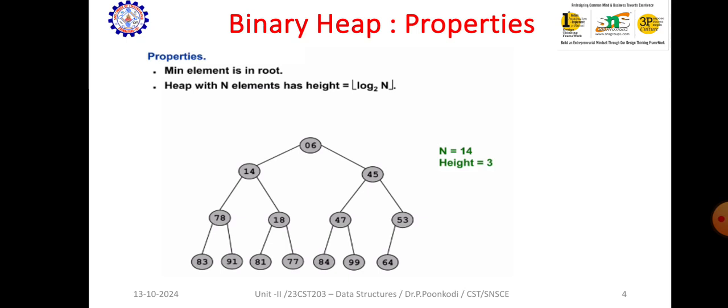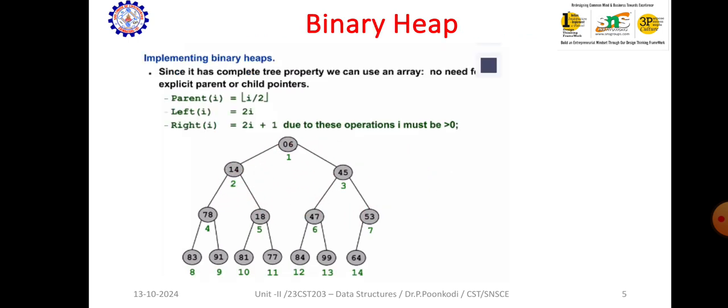You can look at this diagram. When you compare all the node values, the root node will be the minimum one. Next is the binary heap implementation. Since it is a complete binary tree, it uses an array for implementation. The parent position is identified using the formula i by 2, the left child is 2i, and the right child is 2i plus 1.